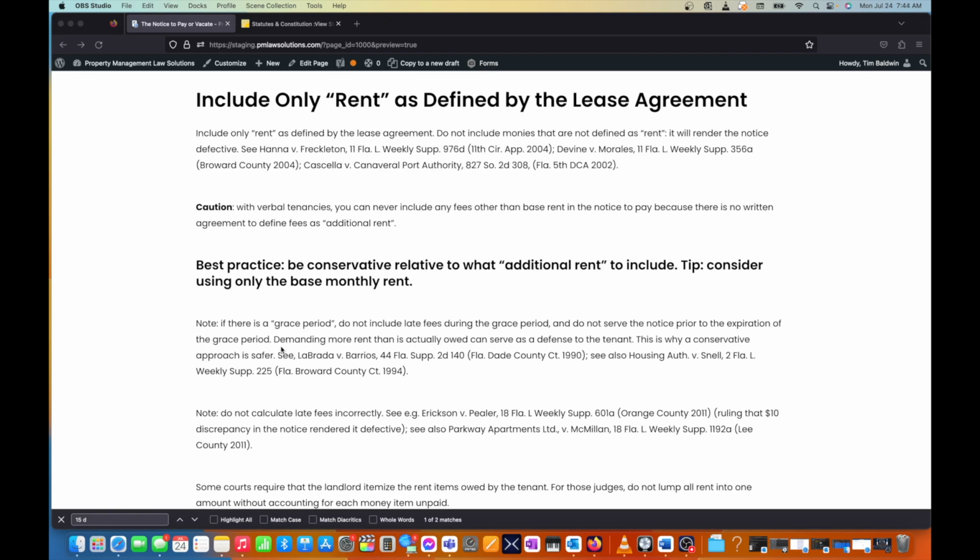But if we inherit a lease from another property management company or a landlord who had one in place when we took over management, we have to make sure that we look at that lease agreement and ensure that it's defined as rent. And this also goes to when we set up the property management software, property profile and the tenant profile, that we are including fees and charges properly. And if they're not defined as additional rent, that we do not include those in the notice.